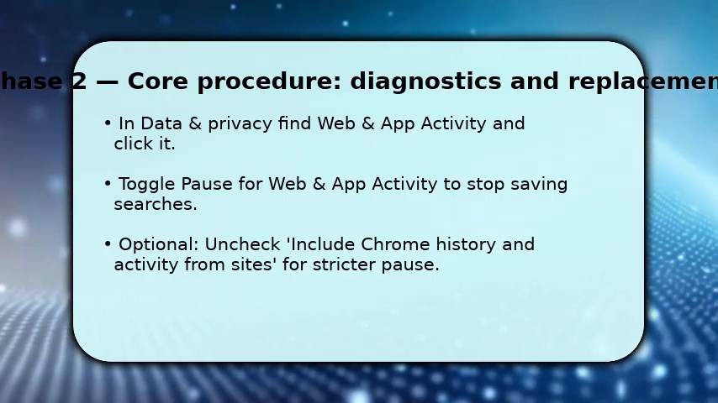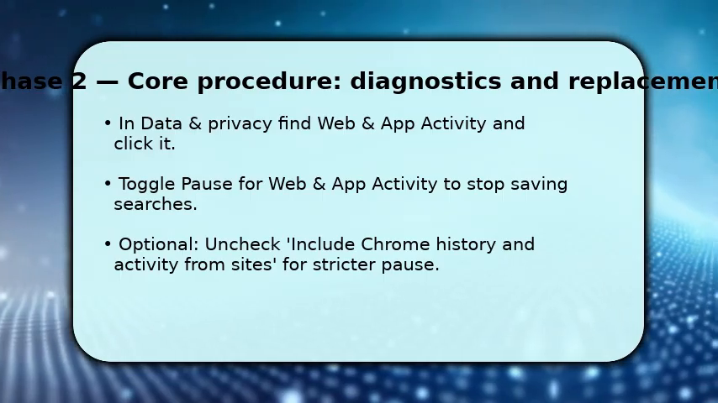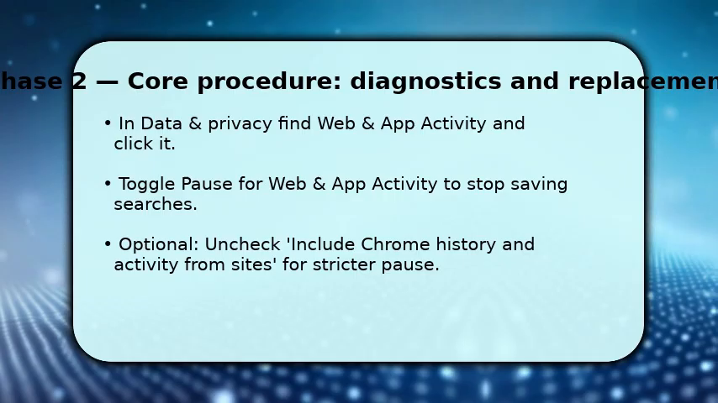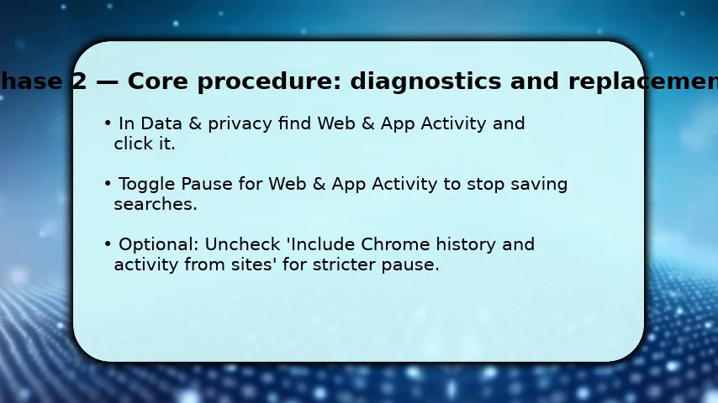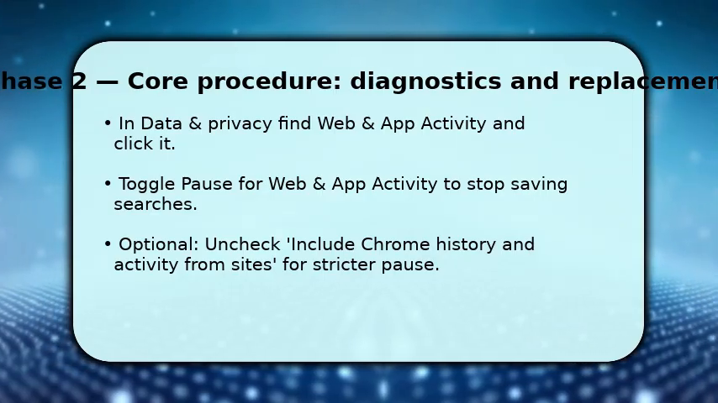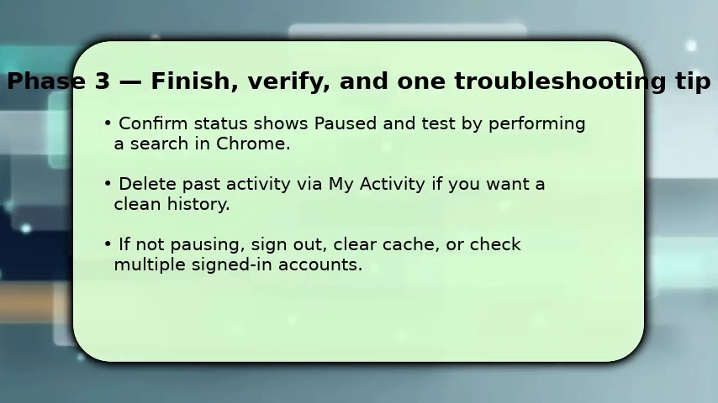If you want a stricter pause, also uncheck Include Chrome history and activity from sites and apps. That prevents Chrome from sending extra signals. Once you toggle Pause, new activity will stop being recorded, although previously saved items remain unless you delete them separately. Finish by verifying the setting reads Paused, then perform a quick search to confirm nothing new is saved.